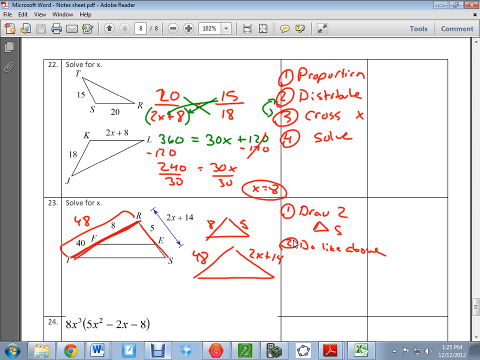So we'd say 8 goes with what? What does 8 go with? 8 goes with 48, and that is equal to 5 over 2x plus 14. Very good.